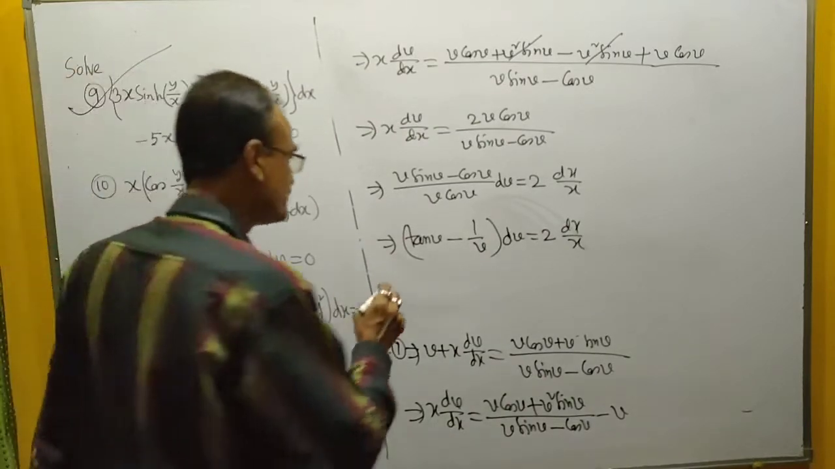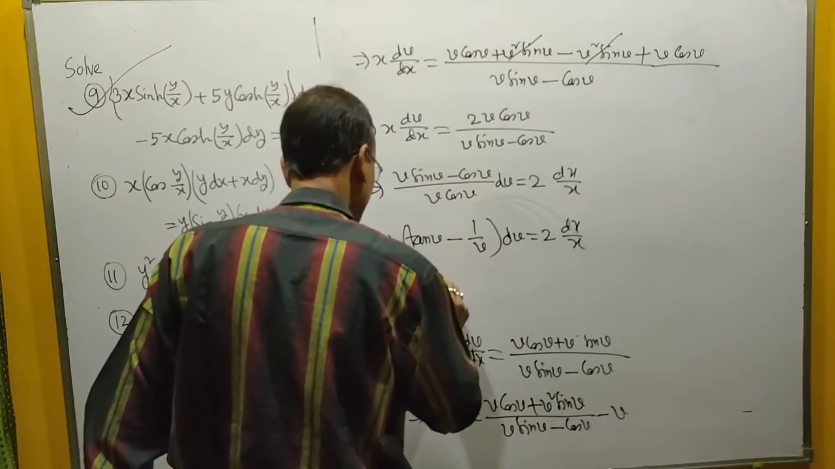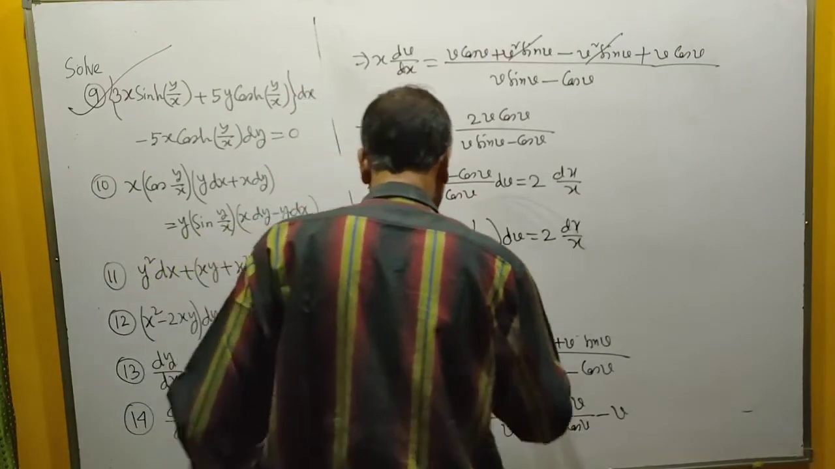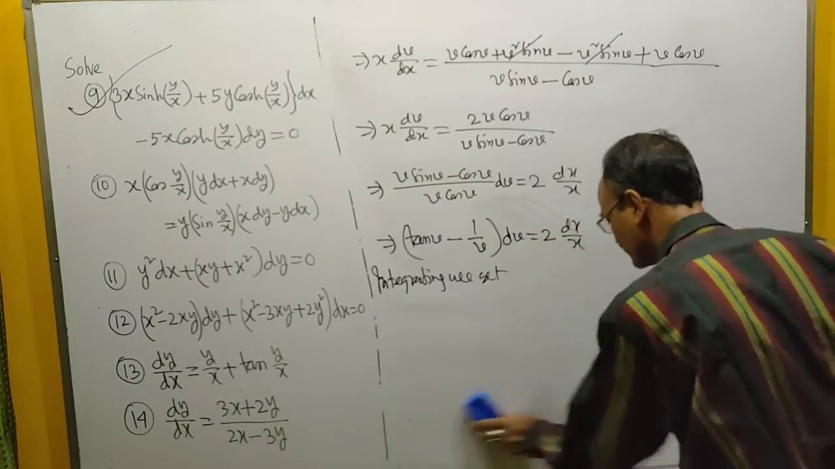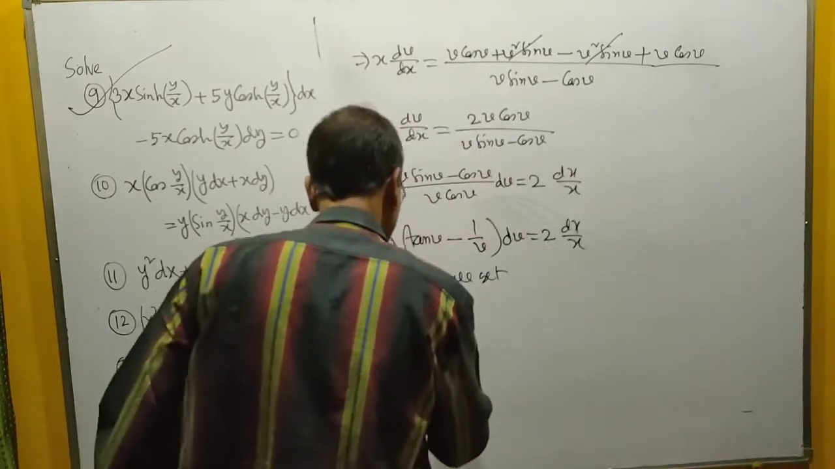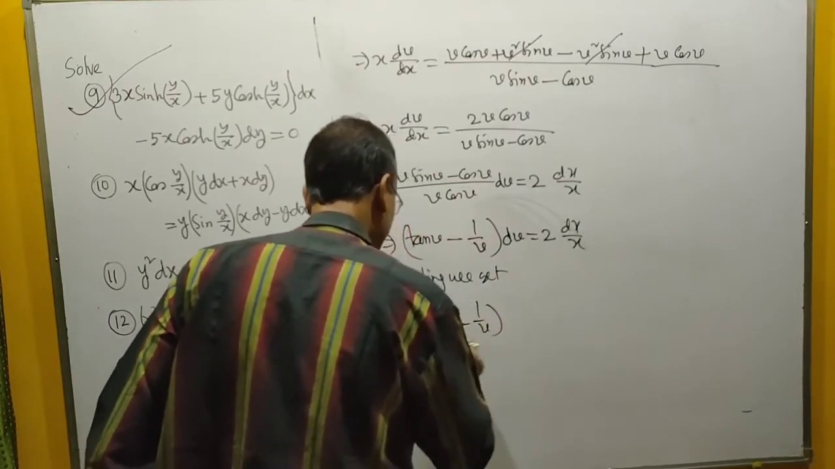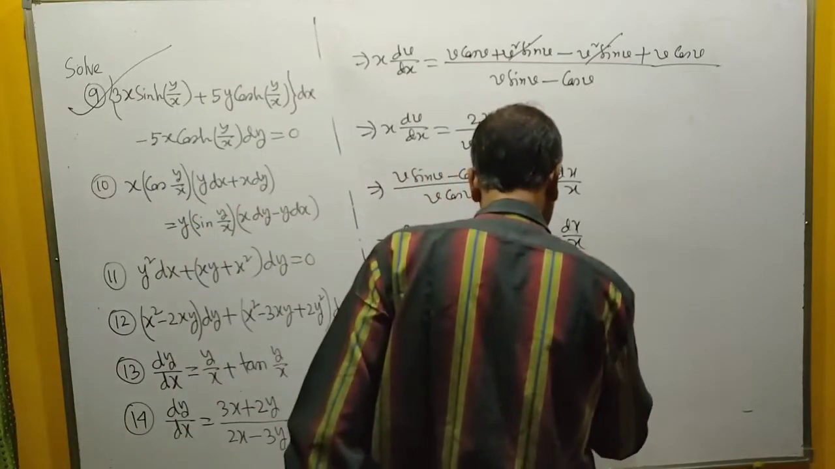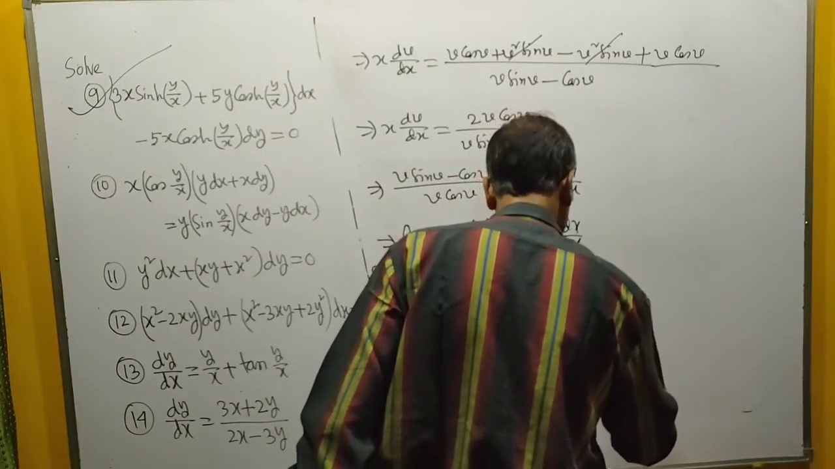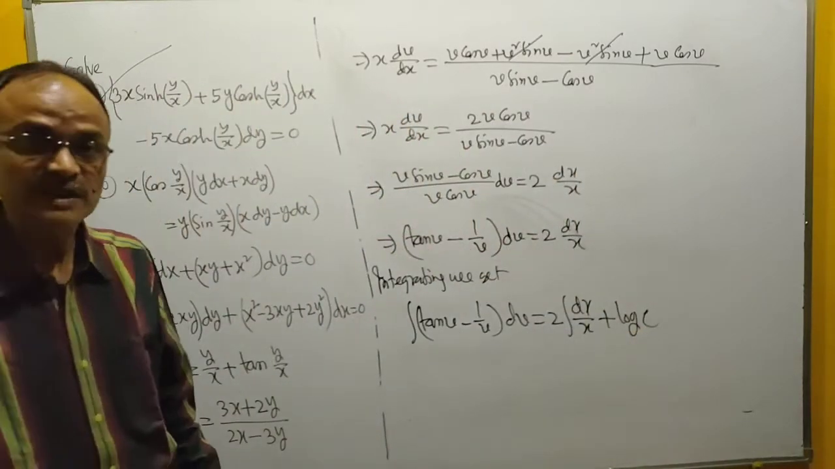Integrating we get, integrate this. Integration of tan v minus 1 by v dv is equal to 2 times of integration dx by x plus log c. Log c is the constant of integration.